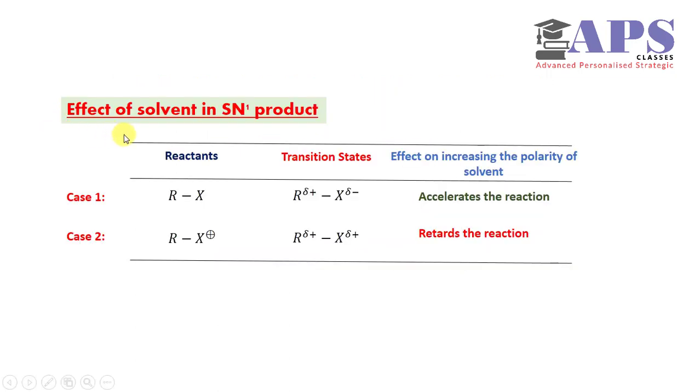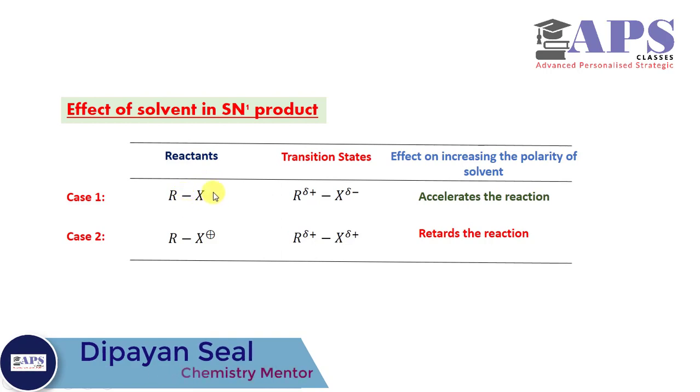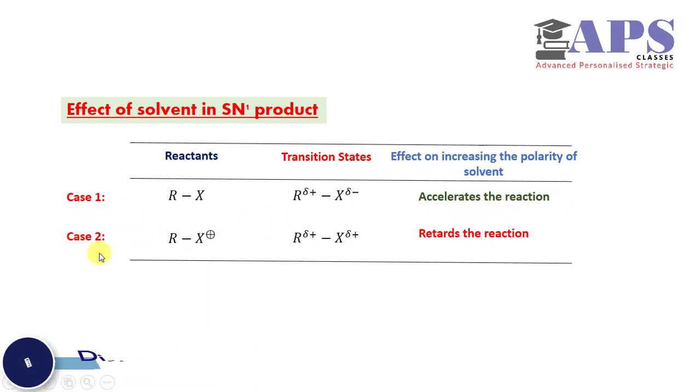We have two types of SN1 reaction. In case 1, the leaving group is neutral in nature, and in this case with increase in solvent polarity, the rate of SN1 reaction will increase. But in type 2 reaction, the leaving group is positively charged, and in this case the rate of reaction will decrease with increase in solvent polarity. We have to study these two reactions elaborately.